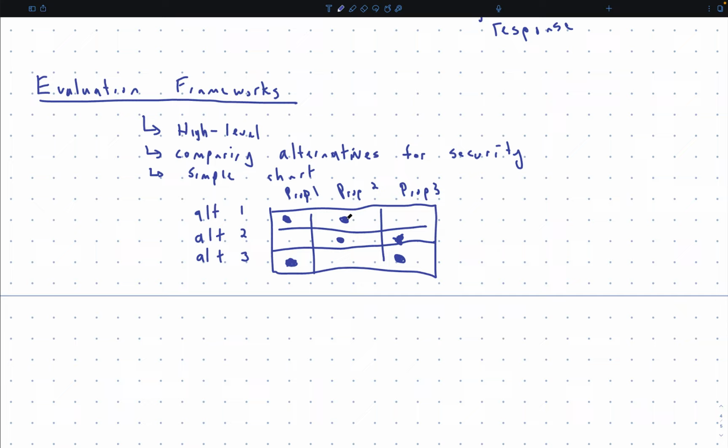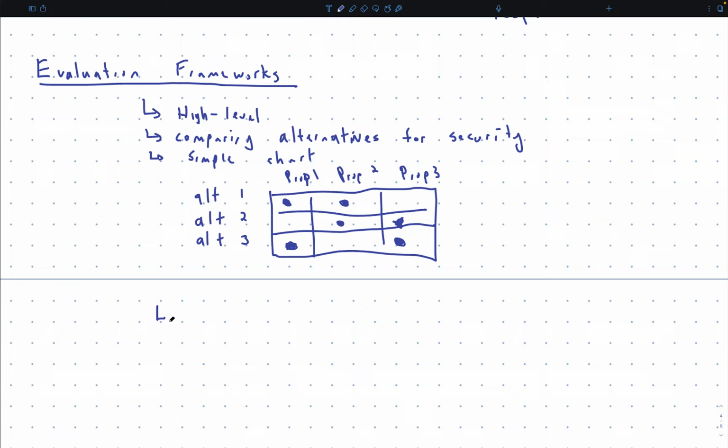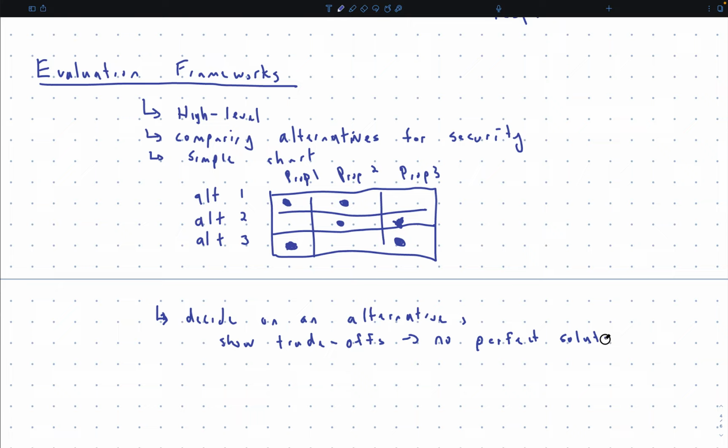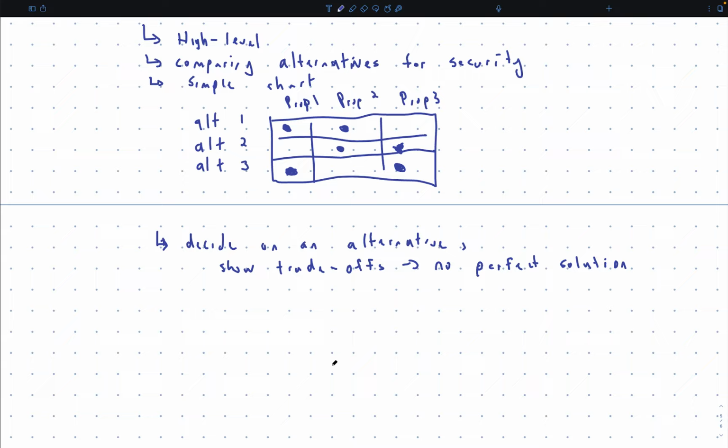Okay, and the main reason that you use it is sometimes you use it to decide which alternative to use. Sometimes you want to show that there's trade-offs that are involved, like there's no perfect solution. So that's the way I'm going to use it. We're going to talk about something where I think there's no perfect solution, right? And you might ask yourself, well, why isn't there a perfect solution since this is a problem that's 30 years old? You know, and so this will kind of showcase it.